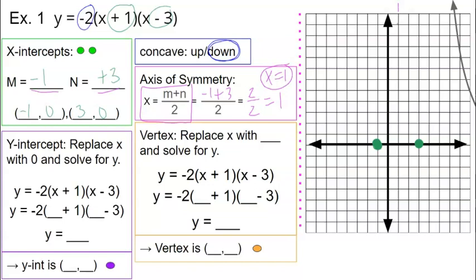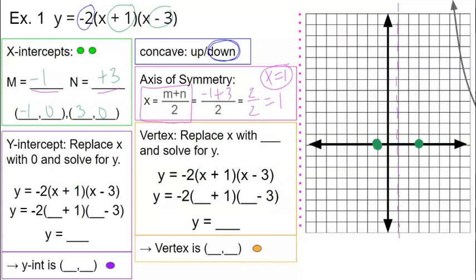And that just means it's going to be that dashed line at x equals 1. Again, here's the line for you right here to grab and place on your graph if you're doing it digitally. Next step is to find the vertex, which goes on that axis of symmetry.